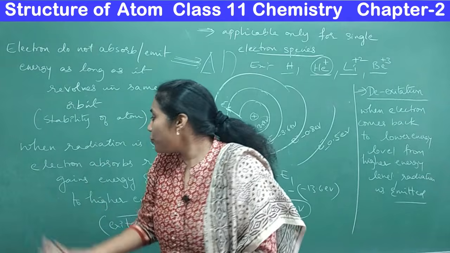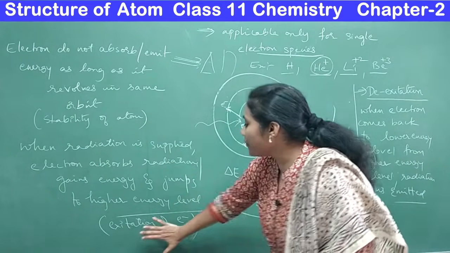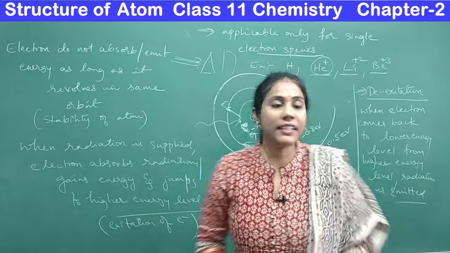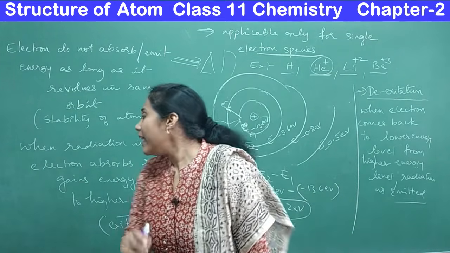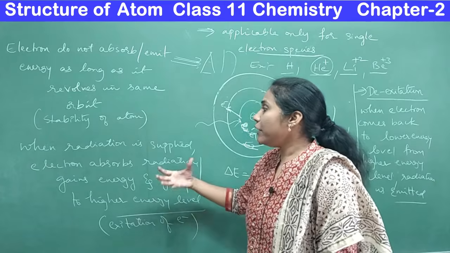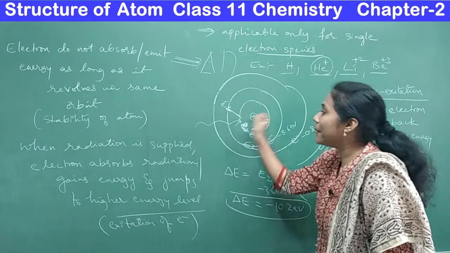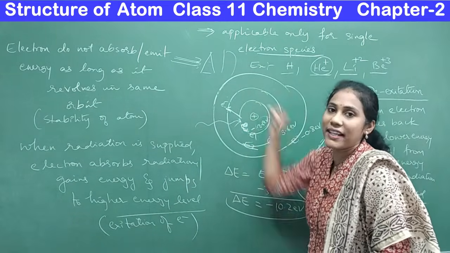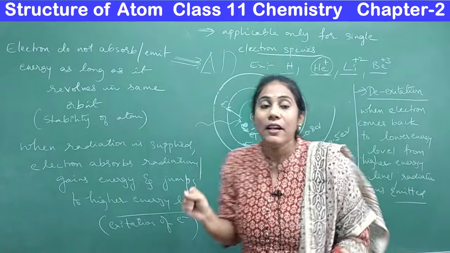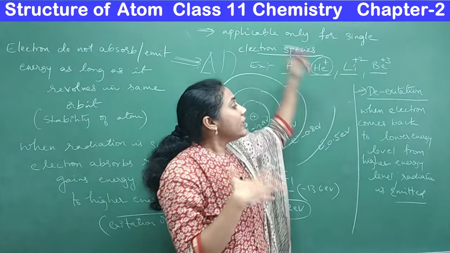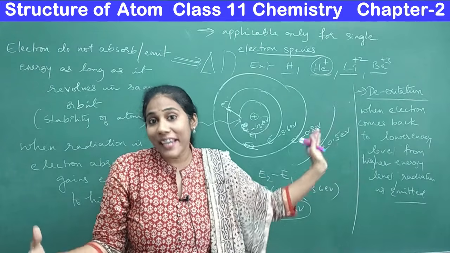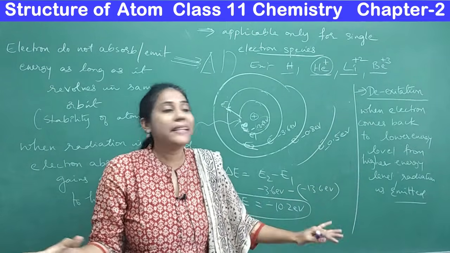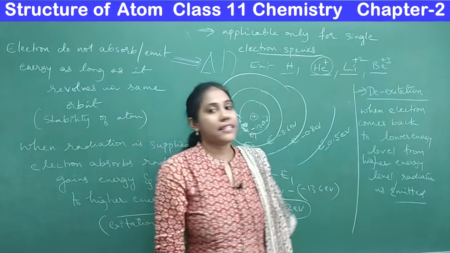So you should know the difference between excitation of an electron and de-excitation of an electron. Clear? Excitation is when the electron absorbs energy and goes to a higher level. But when the electron comes back to its original position from a higher level, energy is emitted, radiation is emitted, and that process is de-excitation.